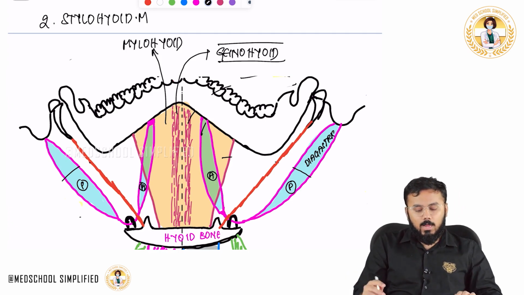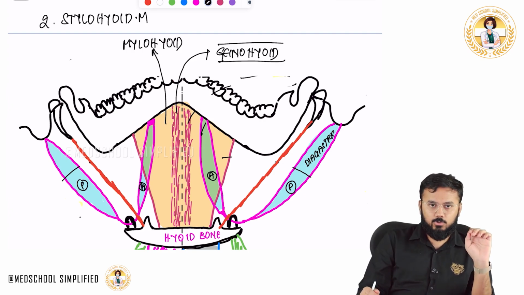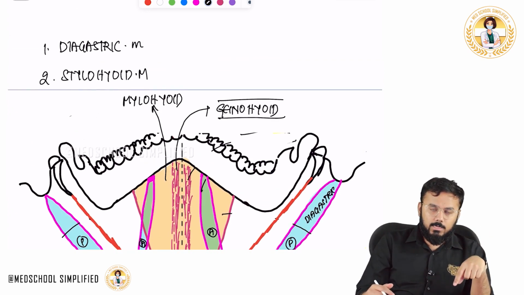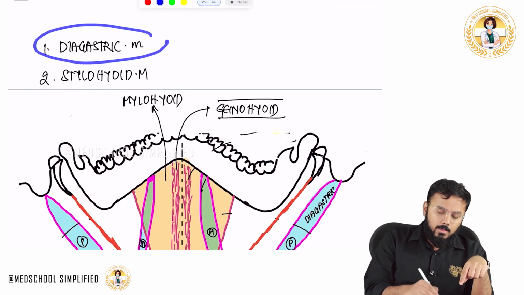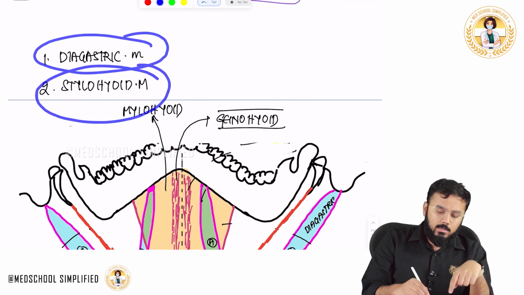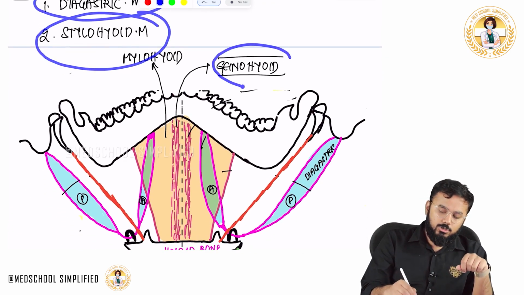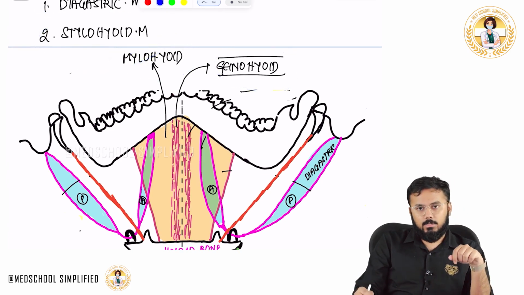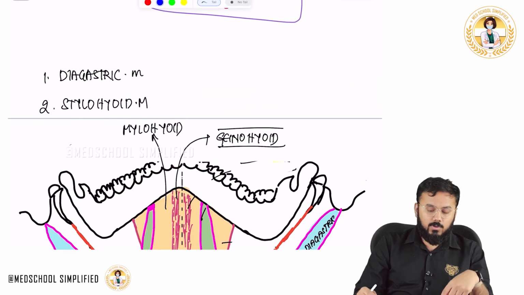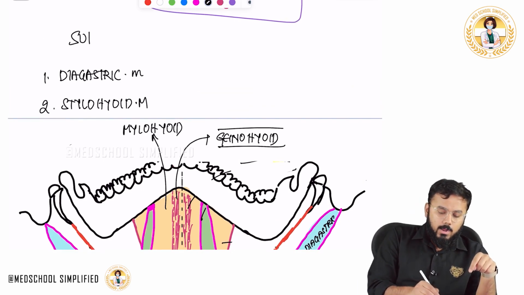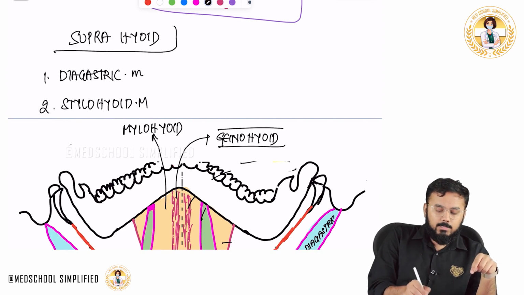So what are the different kinds of muscles which you can see? The first important muscle is your digastric muscle. Next is your stylohyoid muscle. Third is your geniohyoid, and fourth is your mylohyoid muscle. So these are the four important muscles that are located above the hyoid bone. That is why we call them your suprahyoid muscles.